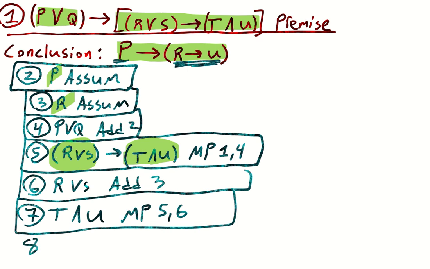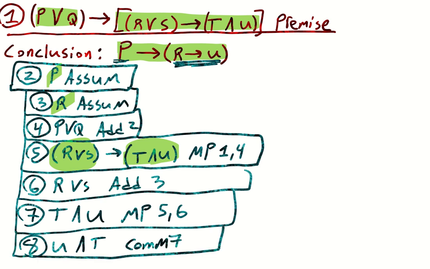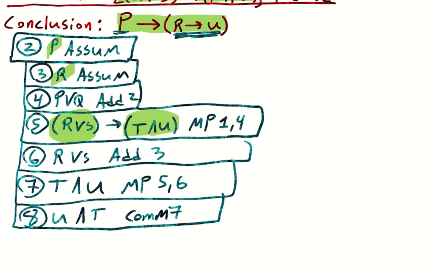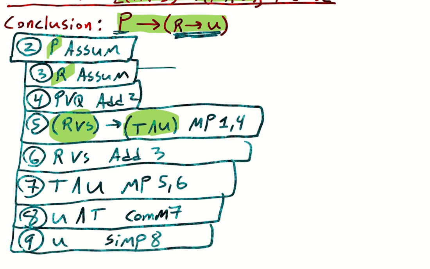For 8, let's just do the commutative rule to get U and T. So the commutative rule, line 7. And then for 9, we can get U by the simplification of 8. And so, based on this assumption R, we can get this U.